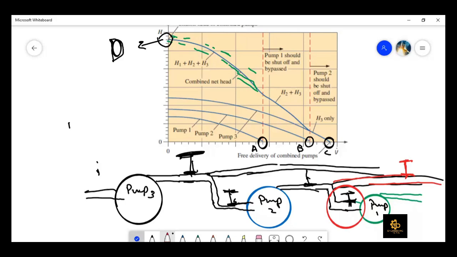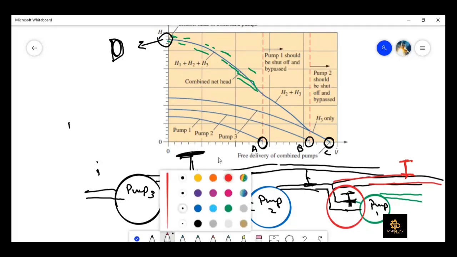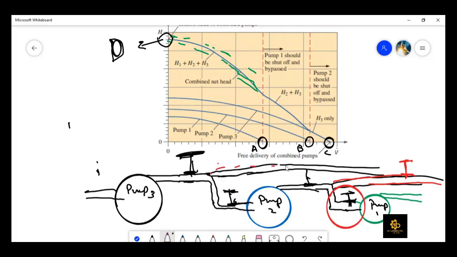And then there is a second red line. Pump 2 should also be shut down in addition to pump 1. So it means that pump 2 and pump 1 should both be cut off and bypassed, and the flow should go directly from there like this, right? But that is not desirable. Why is it not desirable?